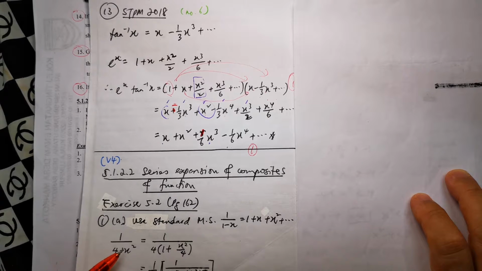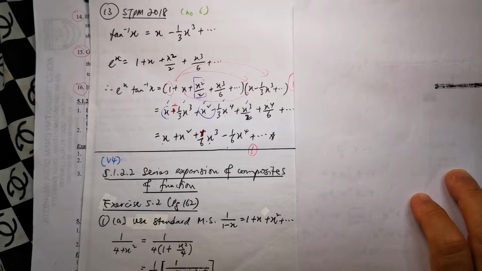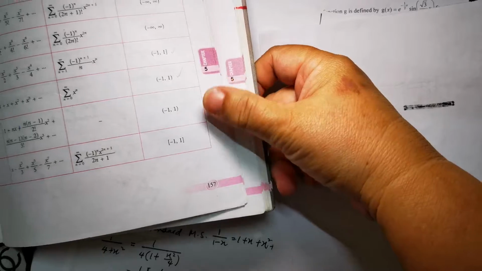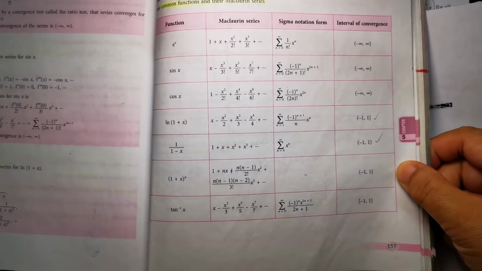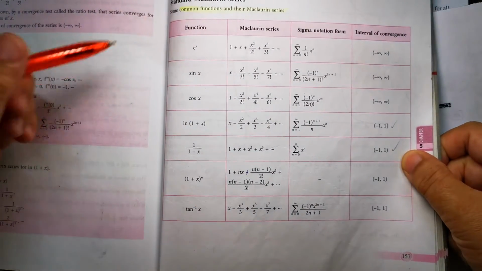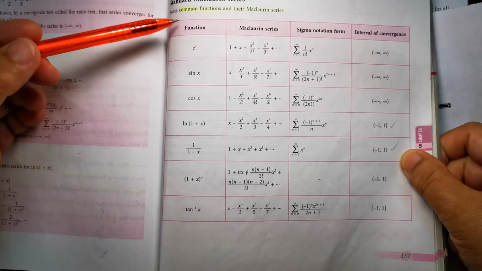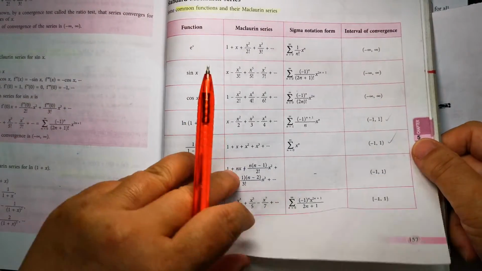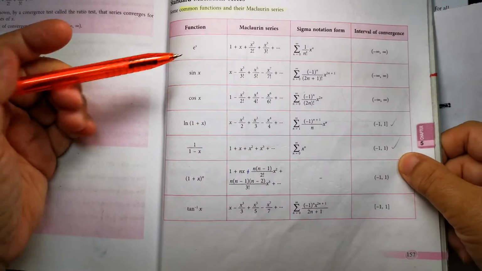From the standard series that we have learned, you can refer back to your textbook, page 157. These are what we call the standard or common Maclaurin series. You can always refer back to this one. This is what we are going to use in this part.